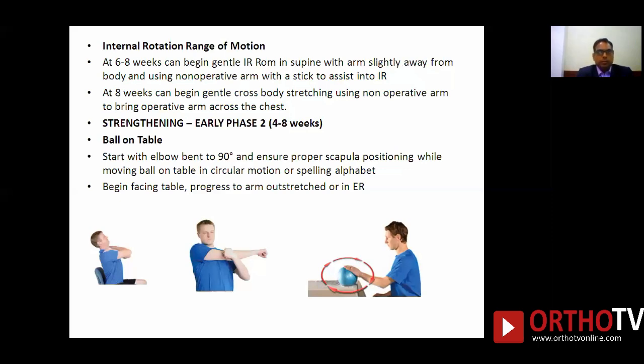Strengthening exercises in the early phase, that is from 4 to 8 weeks. These are like ball on the table. Start with the elbow bent at 90 degrees. Ensure proper scapular positioning and lean forward slightly. And then, facing the table, press the ball gradually and progress to the arm outstretched and in external rotation.